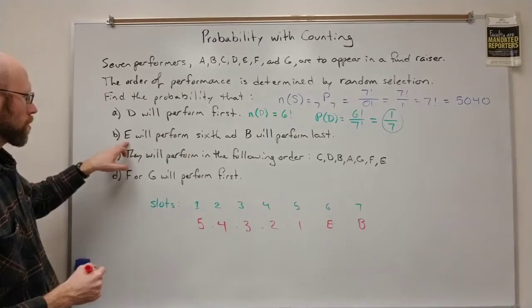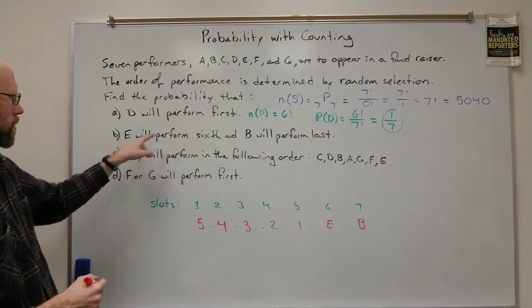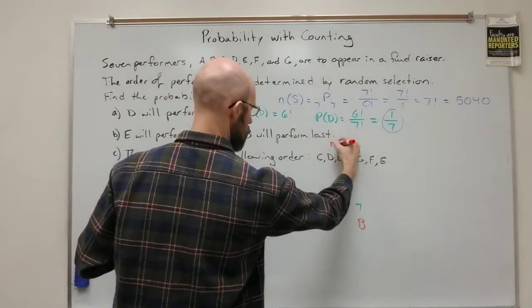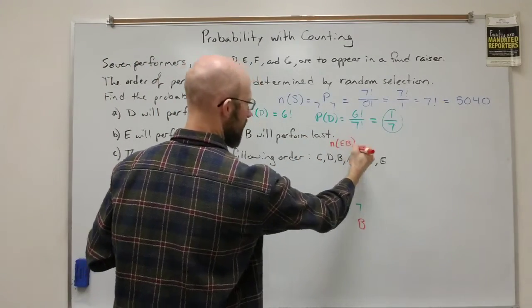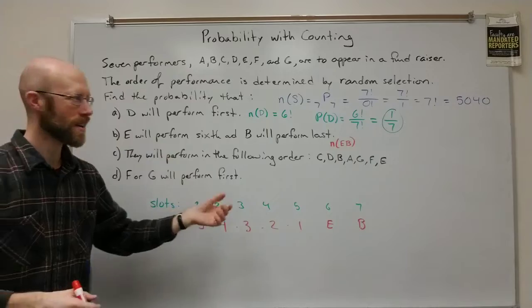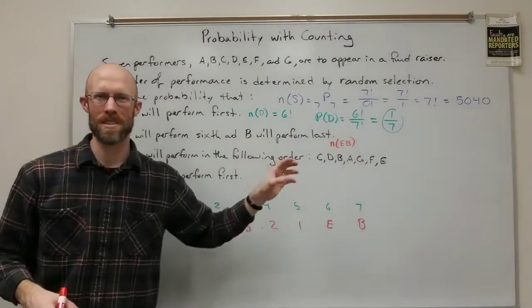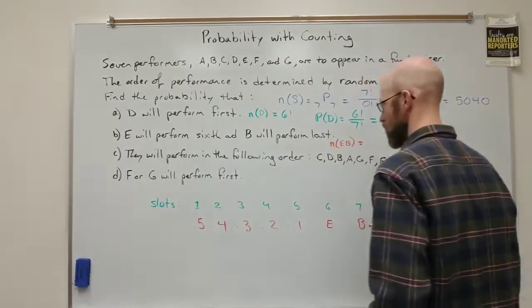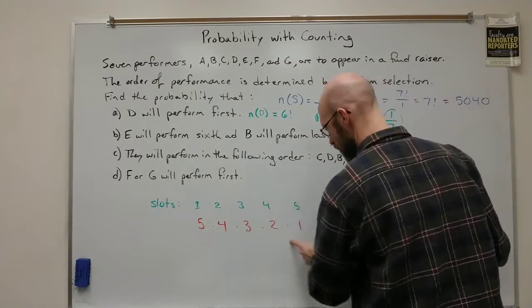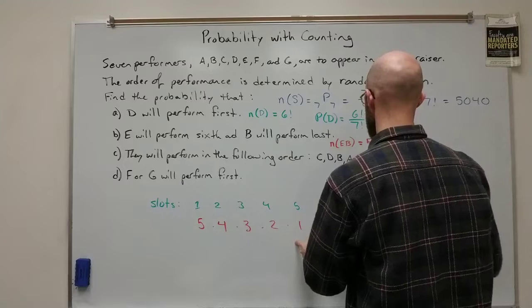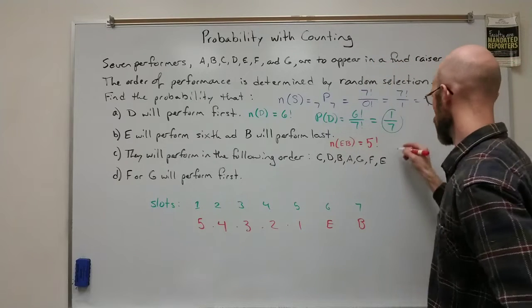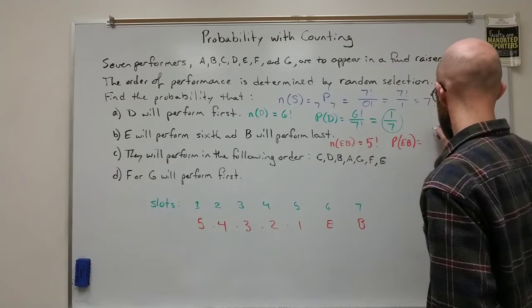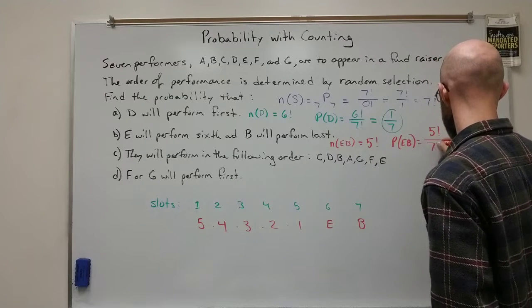And so here, I'll call this set EB, just so it's clear what's going on. So this is the N of EB, all right? The cardinality where E is 6th and B is 7th, I guess I'll call it that. And so that cardinality is 5 factorial. And so the probability of that occurring is going to be 5 factorial over 7 factorial.